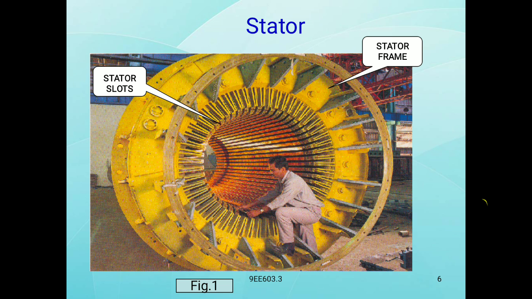You see this one: stator frame, stator slots. The winding is wound in the slots. Observe this one, the stator slots and stator frame, and how this appears in the figure. These are big size stators, of a big size machine.